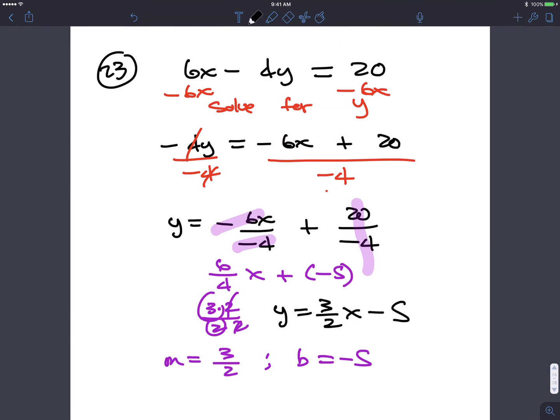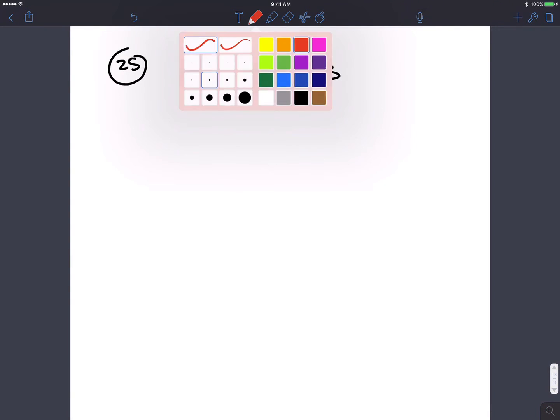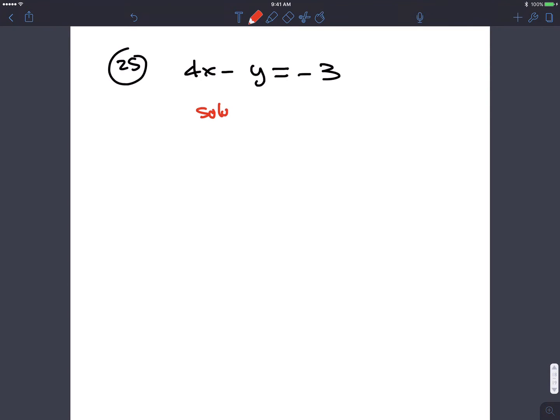Number 25. x minus y is negative 3. We have to solve for y.